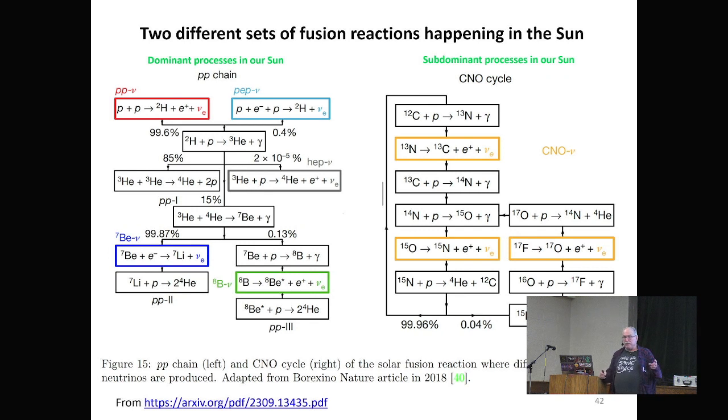This is also something that was described in a paper by the Sloan Digital Sky Survey, if I'm not mistaken. No, this is from Borexino. So Borexino was another experiment, one that I was not personally involved in.